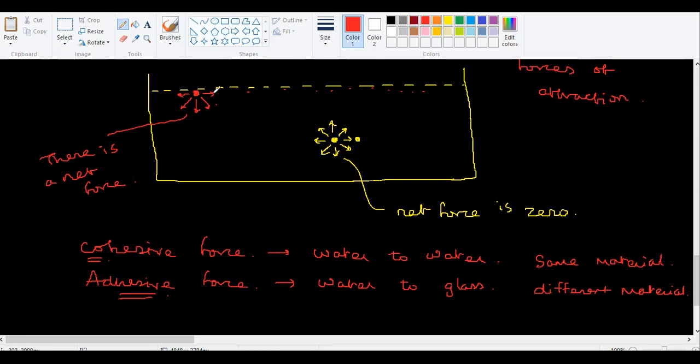Anyone following what I'm trying to say here? So are you able to understand why there is a net force here and there is no net force here? So compared to this, right? This will be... since there is a force acting here, there will be a potential energy, a high potential energy. So we will call this a high potential energy. This will be in a low potential energy because the force is lower. Okay.